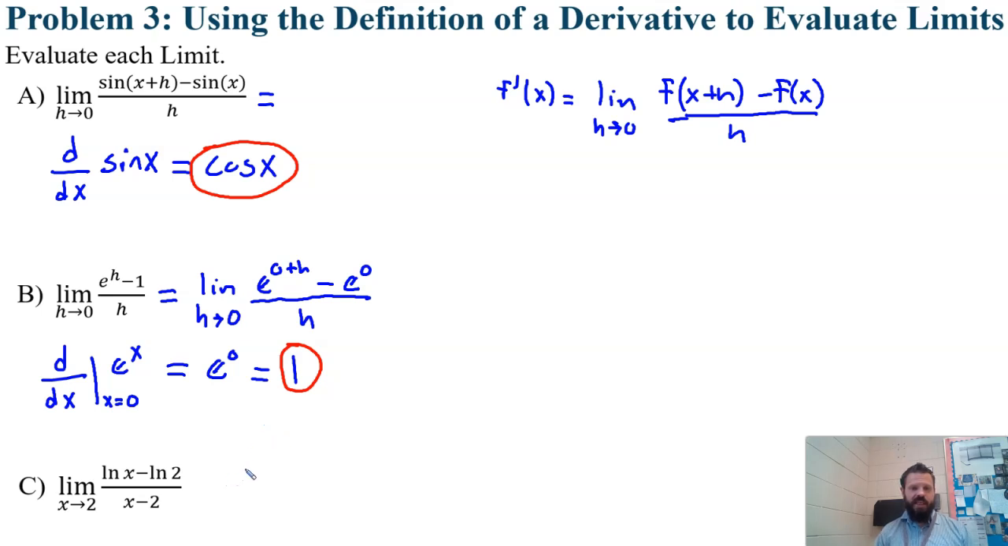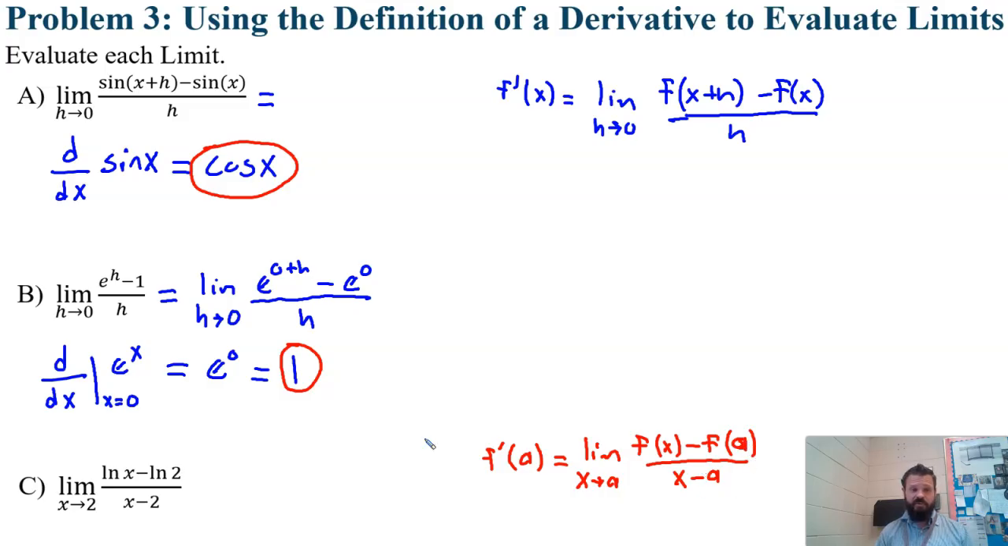All right, let's take a look at one more example here. And in this one we're looking at the limit as x goes towards 2 of ln x minus ln 2 over x minus 2. Here what we're using is that alternative form of the derivative. f prime of a is equal to the limit as x goes towards a of f of x minus f of a divided by x minus a. I suppose this isn't a 2, this is an a in this case.